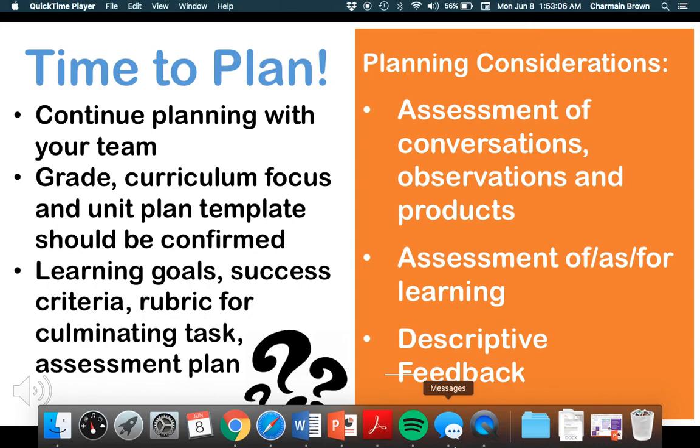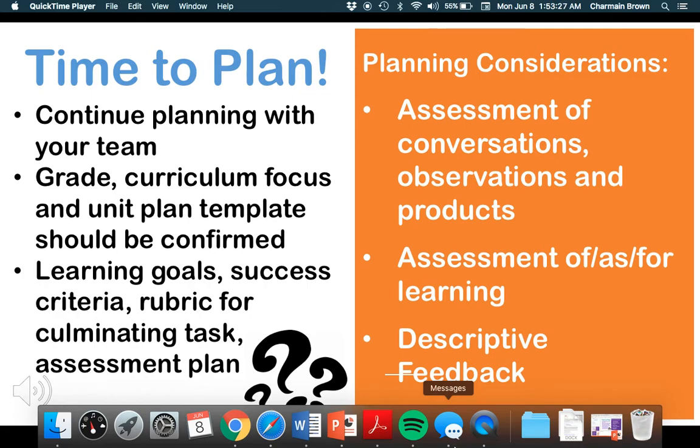Time to continue our planning for our inquiry-based unit plan assignment. By this point, you should have a group. You should know the grade that you're focusing on, the strand of social studies that you're focusing on, and have a strong culminating task that's interactive and engaging for the learners that you're going to be using for the unit. Now our focus is on assessment.